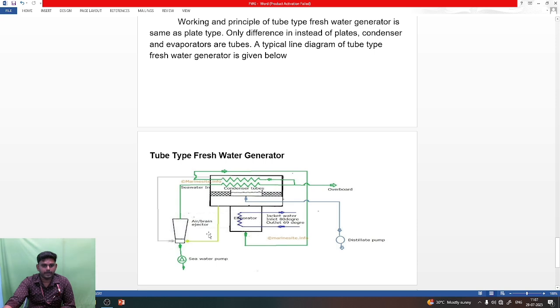And here the air drain ejector is fixed. This is the seawater pump, and this is the distill pump. The seawater pump supplies the seawater to the condenser side. Then on the condenser side, the air drain ejector is also fixed here. It creates a vacuum inside the chamber.